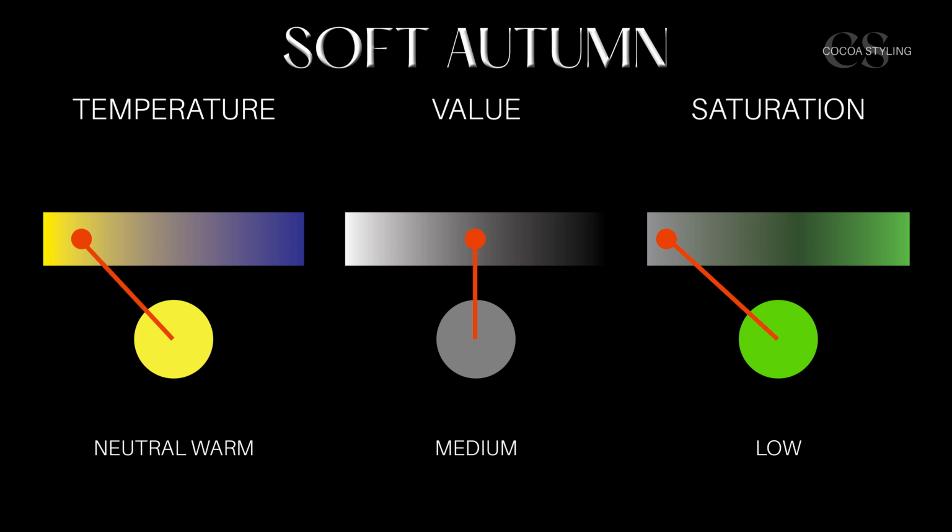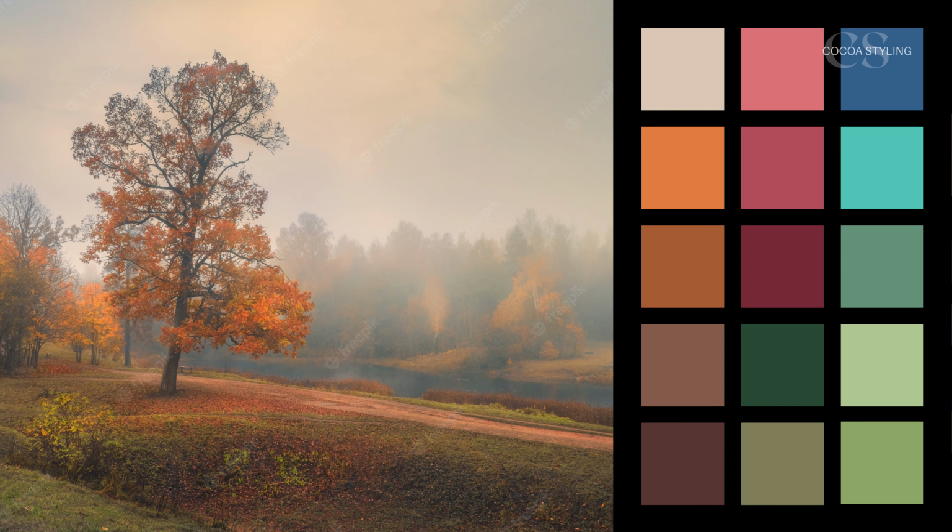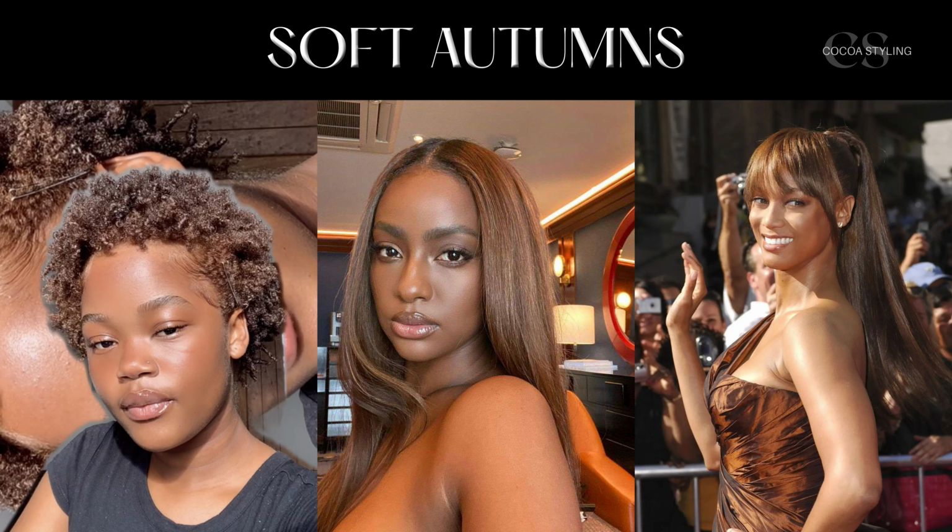The main color dimension of a soft autumn will be muteness, and a pure soft autumn will have a medium value level. So most of the colors won't be too light or too dark, they will just sit in the middle. Soft autumns have features that look like they blend with each other, and their eyes and hair can be darker, but they will still be on the muted or ashy side.